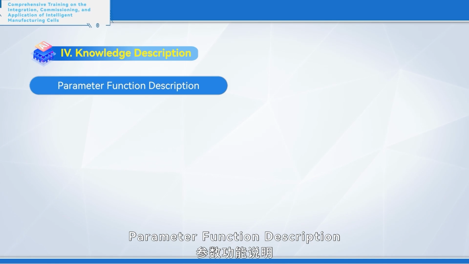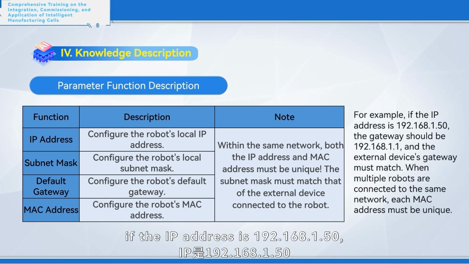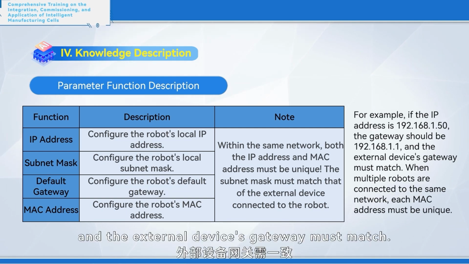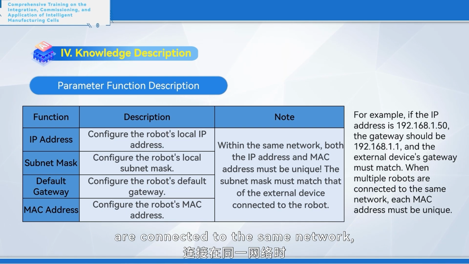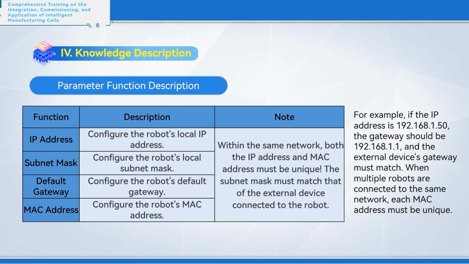Parameter function description. For example, if the IP address is 192.168.1.50, the gateway should be 192.168.1.1, and the external device's gateway must match. When multiple robots are connected to the same network, each MAC address must be unique.